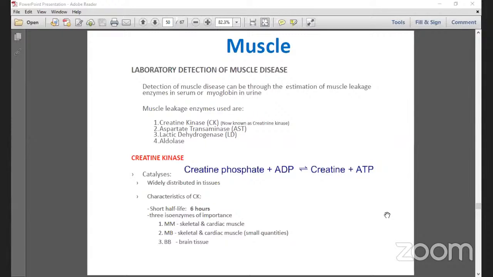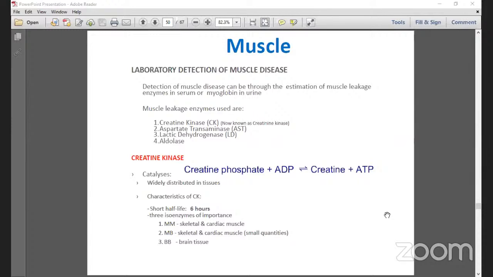Next is the muscle function test. This muscle function test is a laboratory detection of muscle disease. It can be done by estimating the muscle leakage enzymes either in the serum or myoglobin. There are four common types of muscle leakage enzyme: creatine kinase, aspartate transaminase (AST), lactate dehydrogenase, and also aldolase. Between these four enzymes, the most common one is creatine kinase.